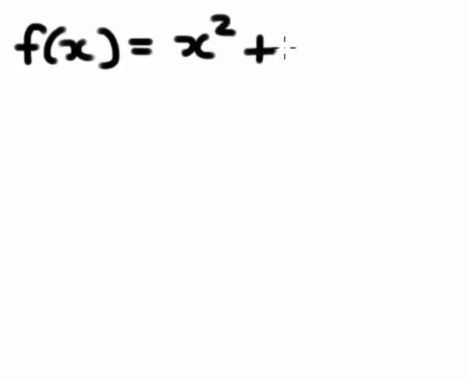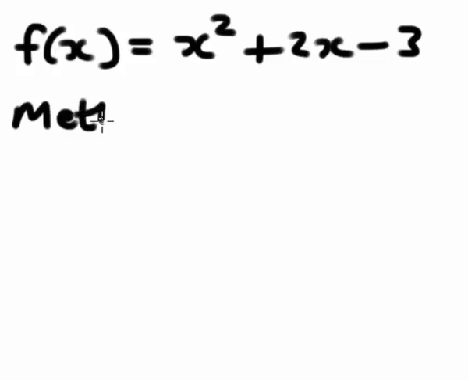Let's take our parabola and we'll take an example of x squared plus 2x minus 3. What we want to do is focus on the turning point of this graph. We will sketch it, but I want to show you how to get the coordinates of the turning point. Now, there are many different methods, and I'm going to do a few.